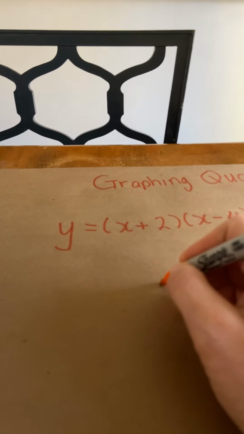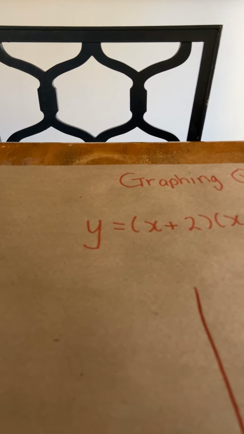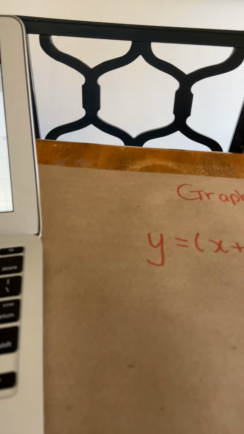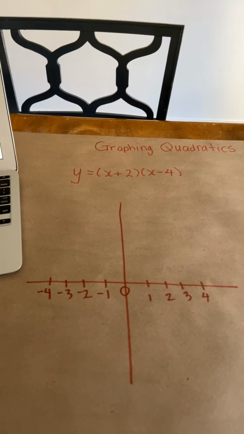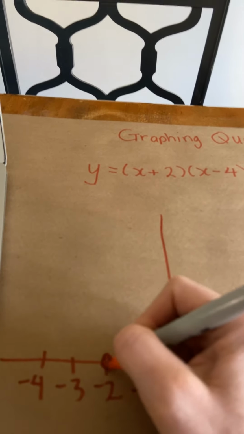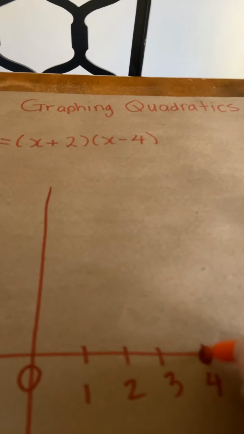So we know that when we're going to graph our quadratic, I'm not using a ruler, forgive me. I will do my best. 1, 2, 3, 4, zero in the middle, -1, -2, -3, -4. Okay, I got a bit of a graph going here. Here it says +2, so if it says +2, I'm going to make my 0 at -2. Here it says -4, so I'm going to make my 0 at +4.